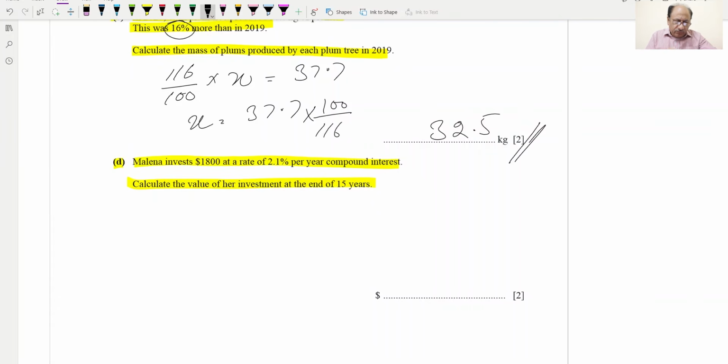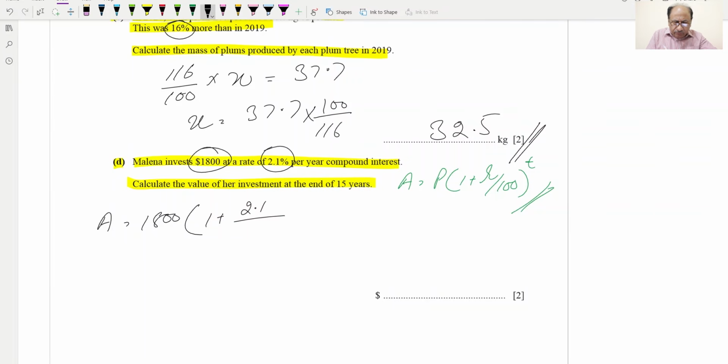So what we can do, we can apply the compound interest formula. A is equal to principal amount into 1 plus rate over 100 raised to the power t. This is the formula which we will be using, and we will be replacing values. A is equal to principal amount is $1,800, and 1 plus rate is 2.1%, raised to the power 15 years.